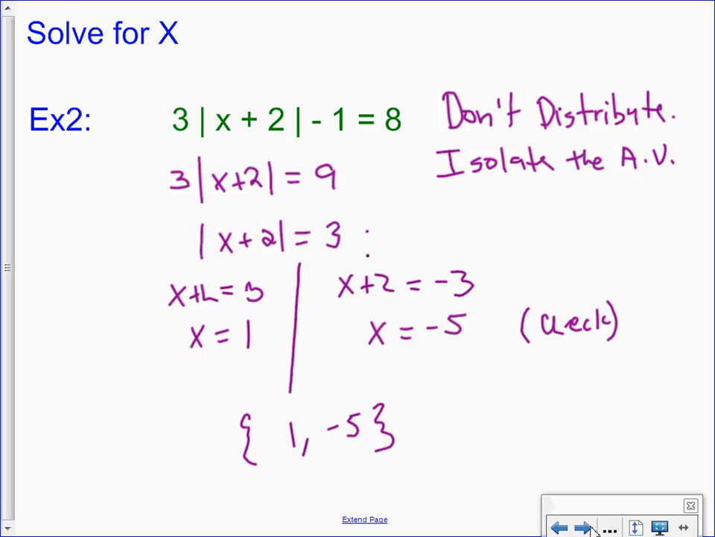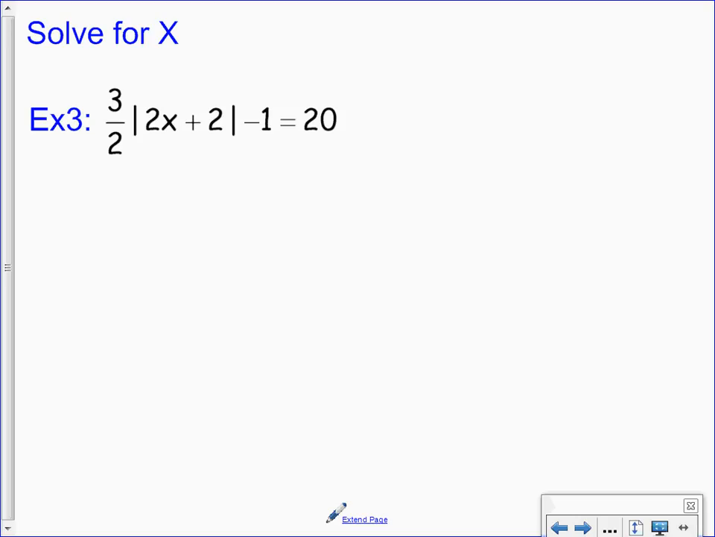Okie dokie. Here we go. Example three. Whoa! Oh my gosh, fractions again. Oh, some of your fractions were very interesting, by the way. You love fractions. I love me some fractions.